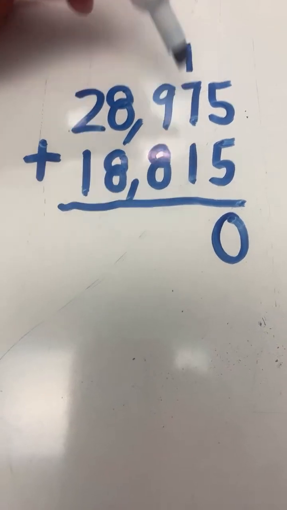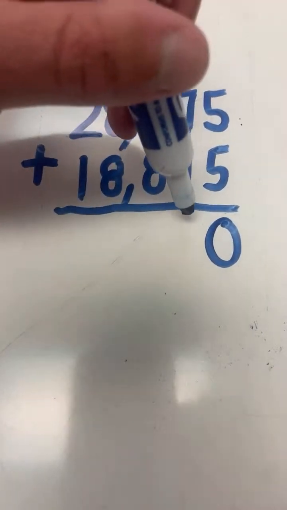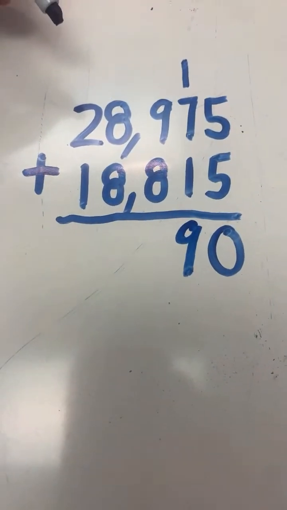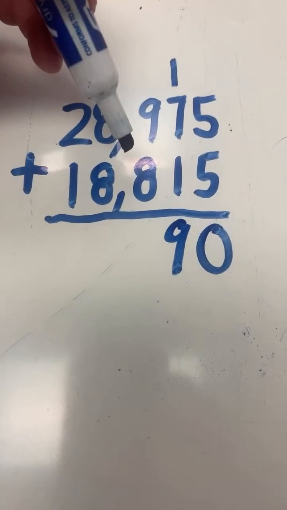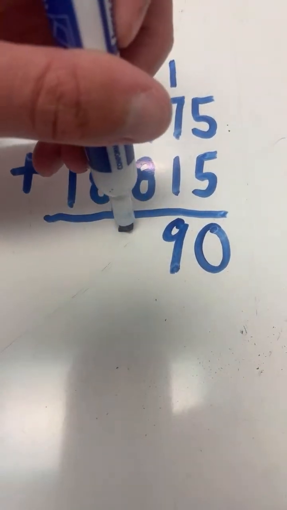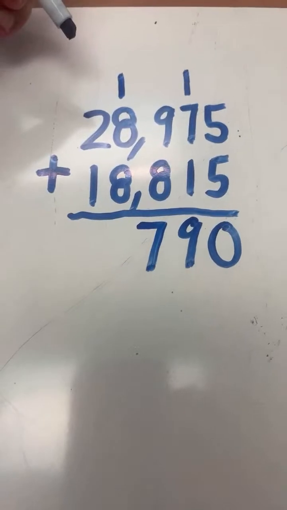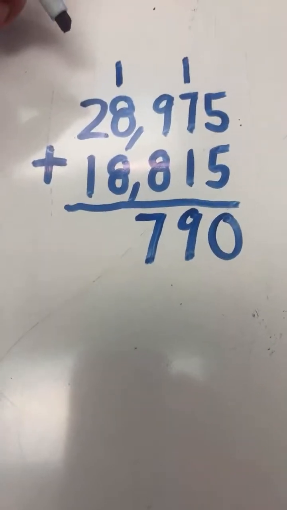7 plus 1 equals 8, plus 1 equals 9. Do not forget to add the one that you carried over. 9 plus 8 equals 17. So the 7 in 17 goes in the hundreds place. The 1 in 17 gets carried over to the thousands place.